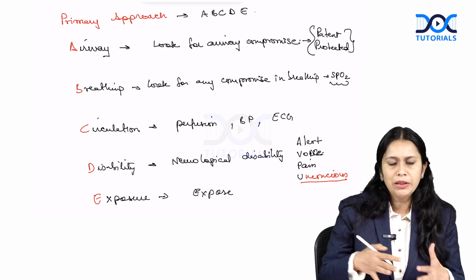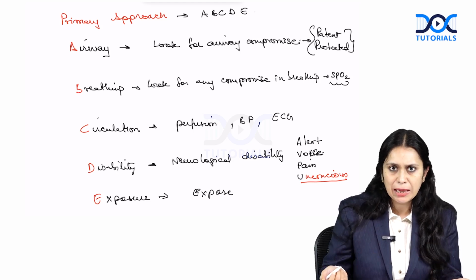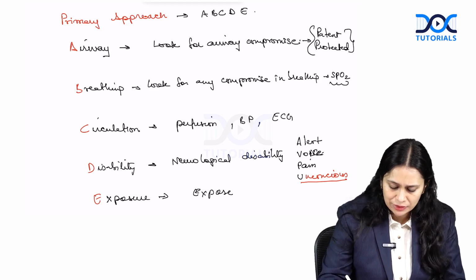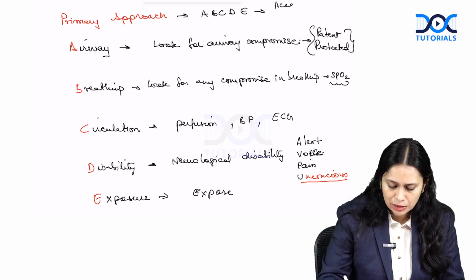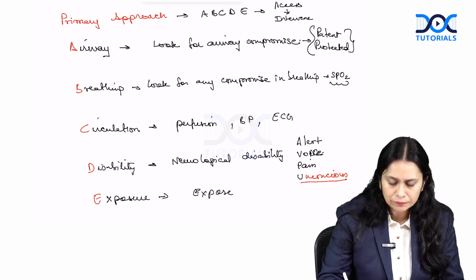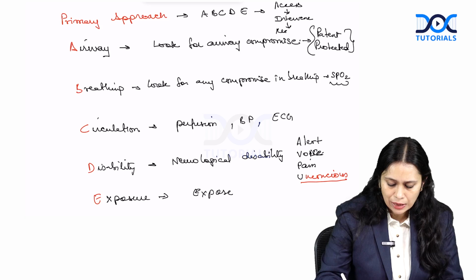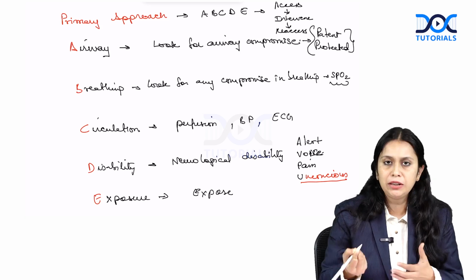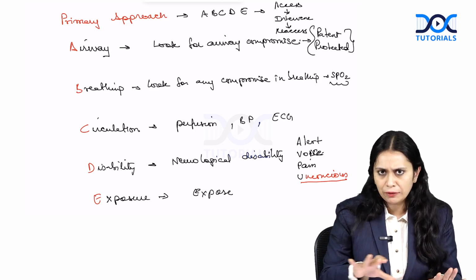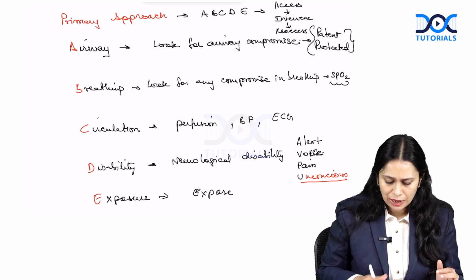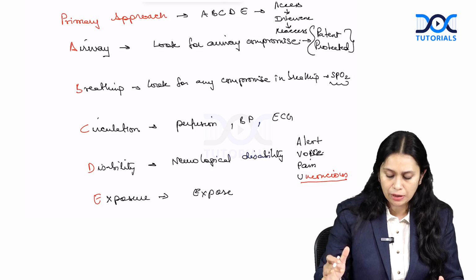So once we are done with the primary approach, the ABCD approach. In the ABCD approach, as I said, I approach all the ABCD, I assess them, then I intervene immediately, and then I reassess, and again, if required, we intervene. So we have settled ABCDE, or we have assessed ABCD.